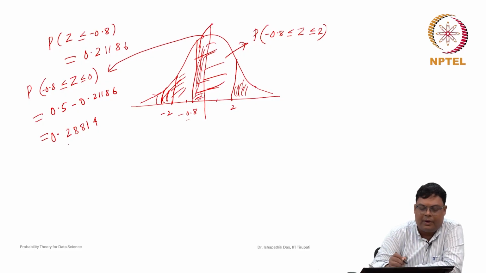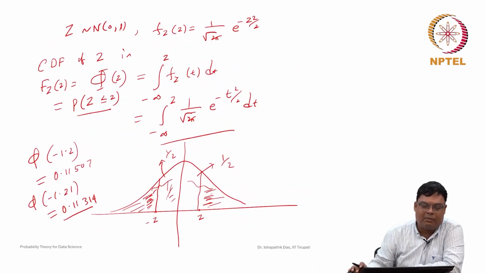0.28814. This is the probability. Now, we have to add these probabilities. So, now we can find this by first finding z less than or equal to minus 2. This probability we can find from the table.